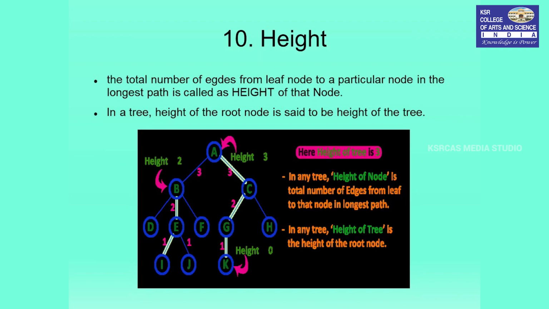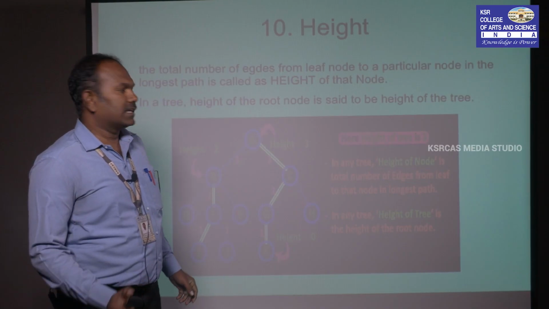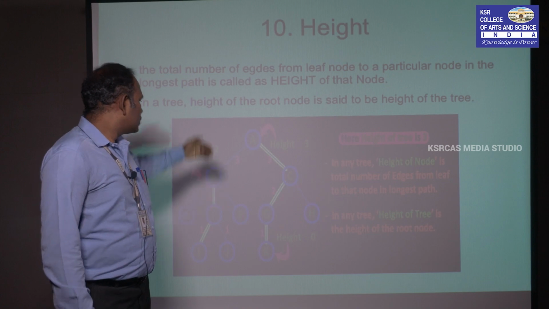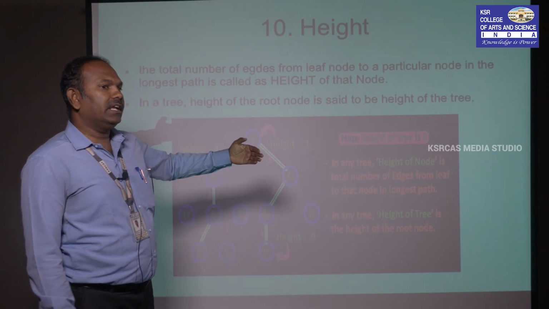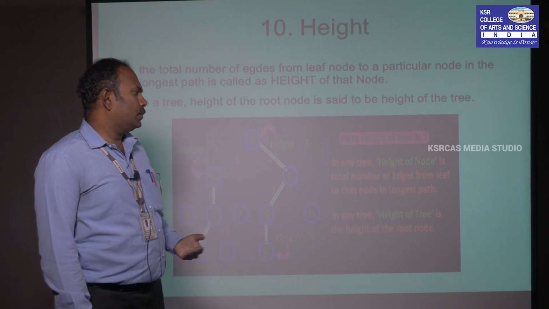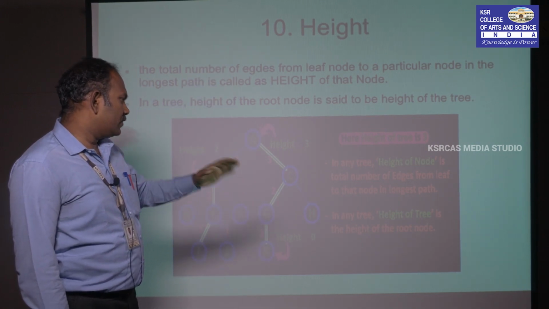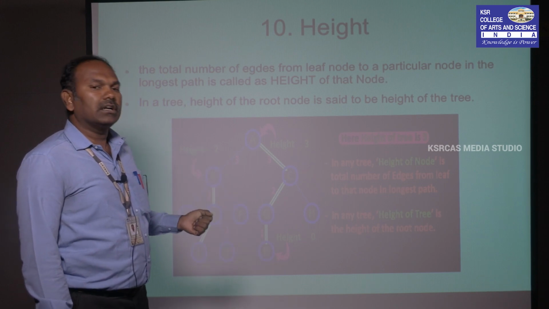What is height? The number of edges on the longest path to a leaf node is called the height of the data structure. In this diagram there are 3 levels, so the height is 3, the same as the degree. In any tree, the height is the total number of edges from the root to a leaf along the longest path.